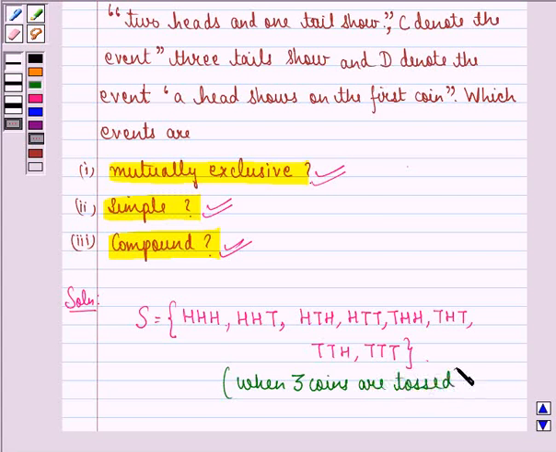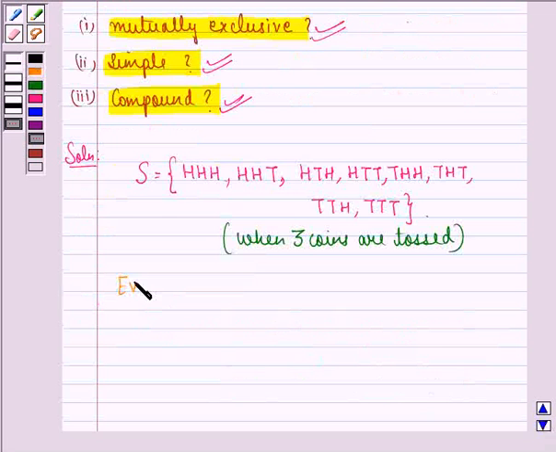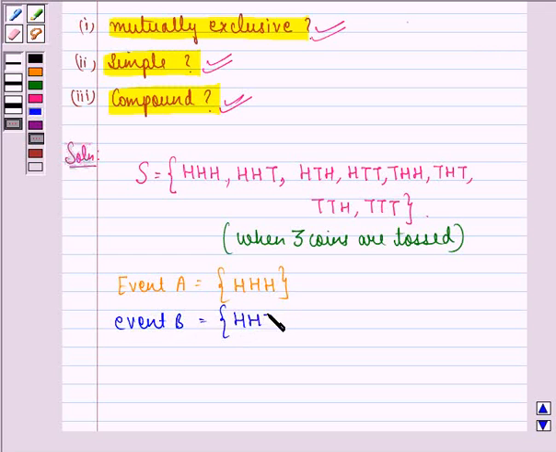Now let us write down the sample space for the event A. Event A was when three heads show, so the sample space will contain just one sample point, that is HHH. Now we write down the sample space for event B. Event B was two heads and one tail show, so all such sample points are HHT, HTH and THH, because here two heads and one tail show in each sample point. Now event C was three tails show, so TTT will be the only sample point.